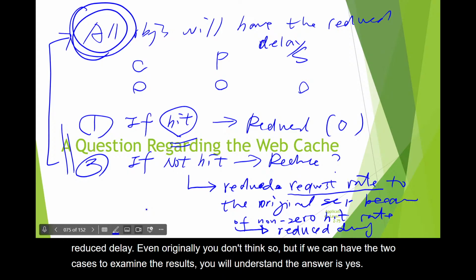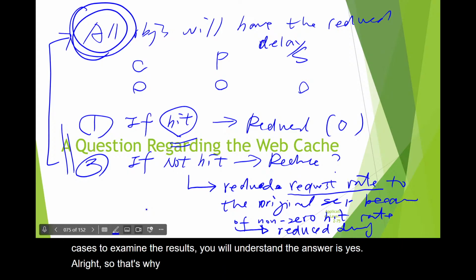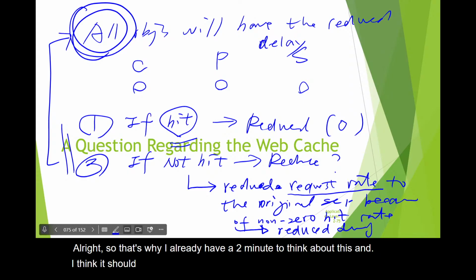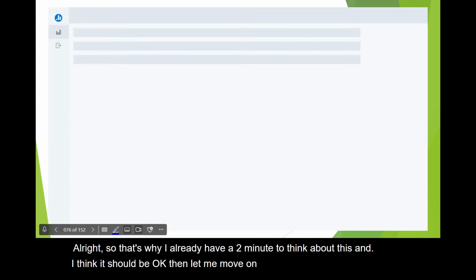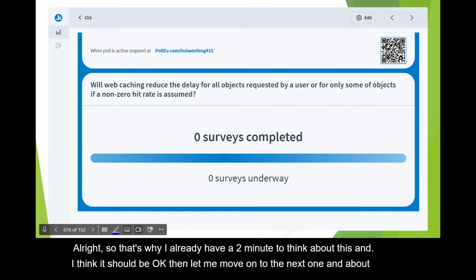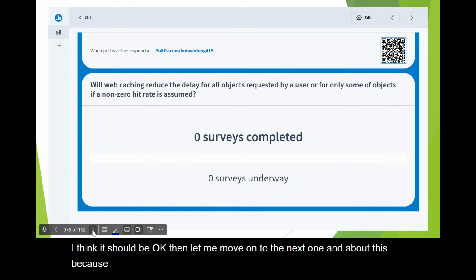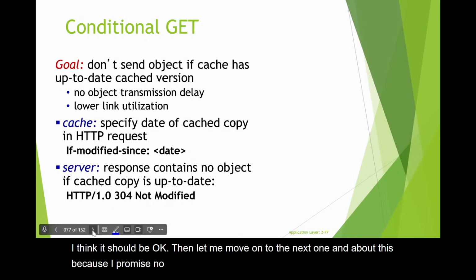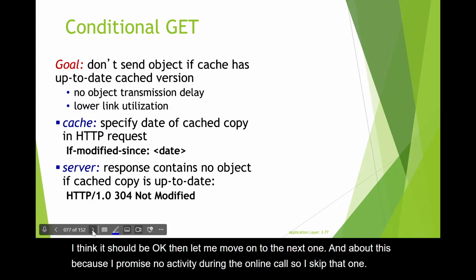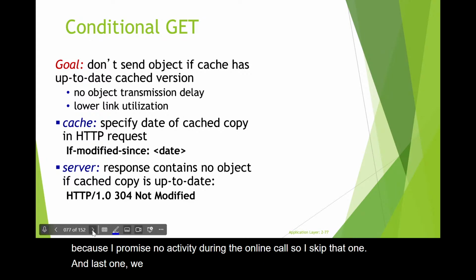All right, so that's why I gave 2 minutes to think about this. And I think it should be okay. Then let me move on to the next one. And about this, because I promised no activity during the online course, so I skipped that one. And next one, we have the conditional GET.